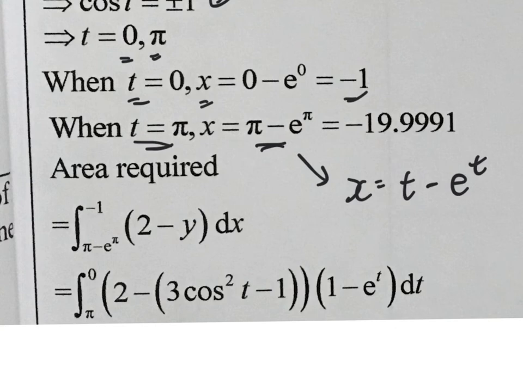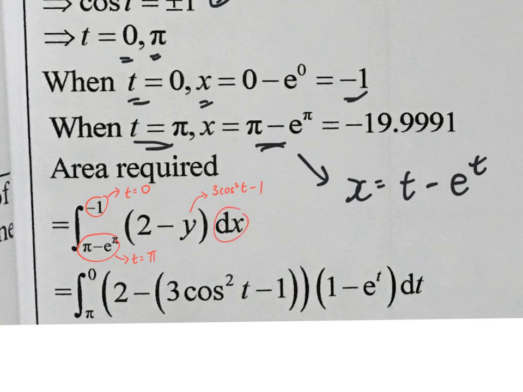All right, so what we need to do next, you just need to take the y. Remember that y originally was our 3 cosine square t minus 1. Then remember, when x is -1, t is actually equal to 0. When x is equal to pi minus e^pi, what is your t? Your t is actually equal to pi. So we need to do the conversion slowly.